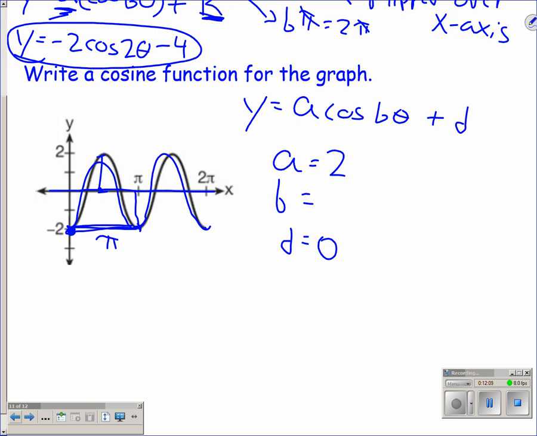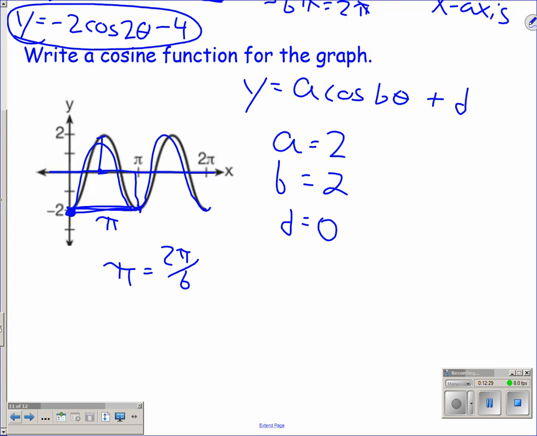So what does that make b? Well, if my period is pi, that's equal to 2 pi over b. We actually already solved this in the last example. That ends up making b equal to 2 when we solve. So we have a equals 2, b equals 2, and d equals 0. Let's go ahead and write the equation. So that's y equals my a value, 2, times cosine of b theta, so 2 theta, and then plus 0 because our midline is not shifted.